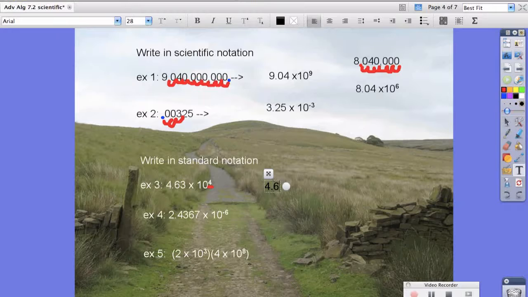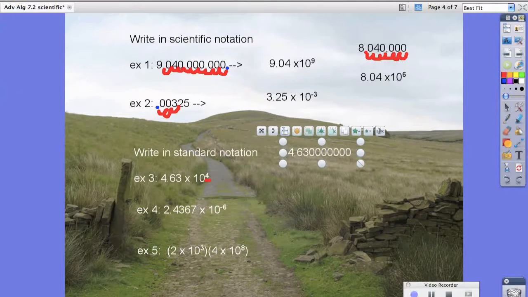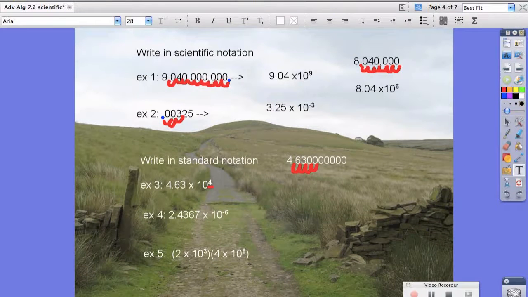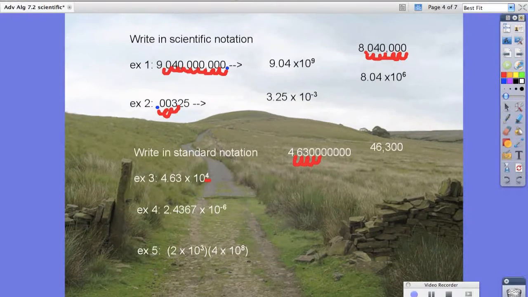So I'm going to rewrite our original number and add some zeros, just to make sure you see how it changed. So now we have this number, and we're going to move the decimal point. So it says move the decimal point 4 places to the right. So 1, 2, 3, 4. So your final answer would be 4, 6, 3 with 2 extra zeros. So that's standard notation for example 3.